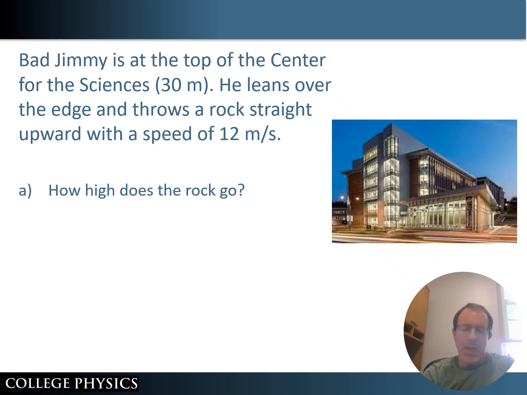The evil kid, Bad Jimmy, I guess, is still at the top of the Center for the Sciences. This time around, instead of dropping a rock from the top of the building, he's going to lean over the edge and throw a rock straight up. He throws the rock straight up with a speed of 12 meters per second.